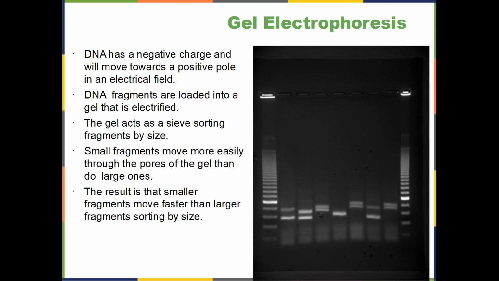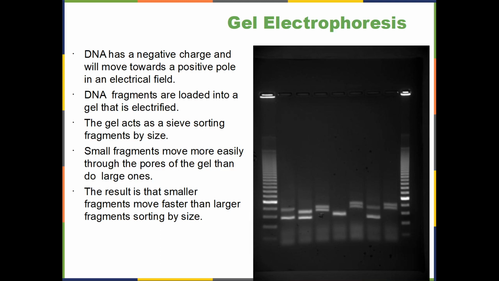It's basically a filter. These shorter pieces have no problem going through this matrix. The longer pieces get caught up. And so what you'll find is that the really small pieces of DNA are at the very top of this, and the really heavy pieces, the big pieces that get caught up in the matrix, get caught up in this gel, are at the bottom.